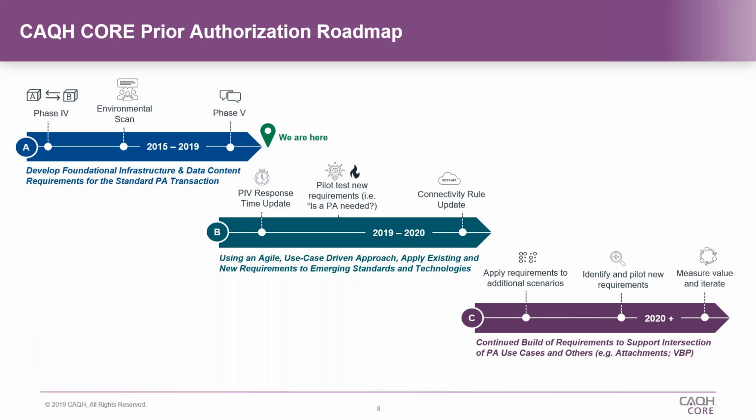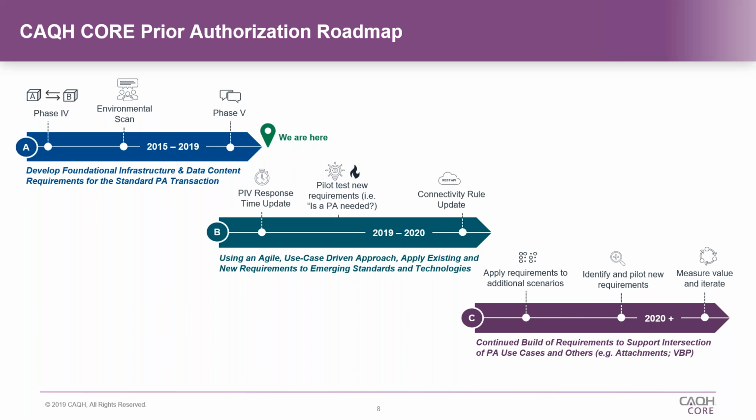Obviously, attachments, VBP, and prior authorization, there's lots of discussion in the industry, and we want to make sure that any rules that we put into the marketplace for consumption really meet the business need, and that very specific ROI has been collected. We can respond to those types of needs by the industry.